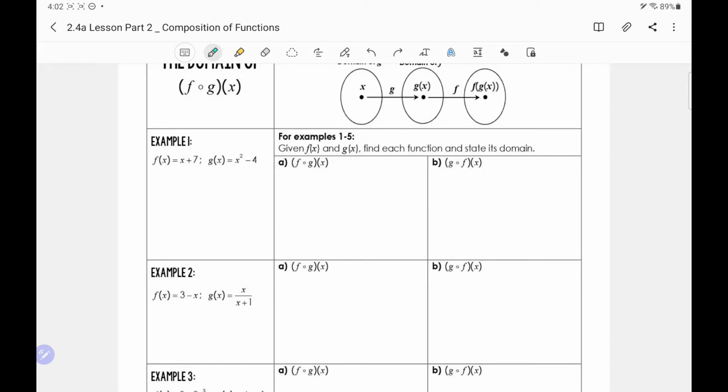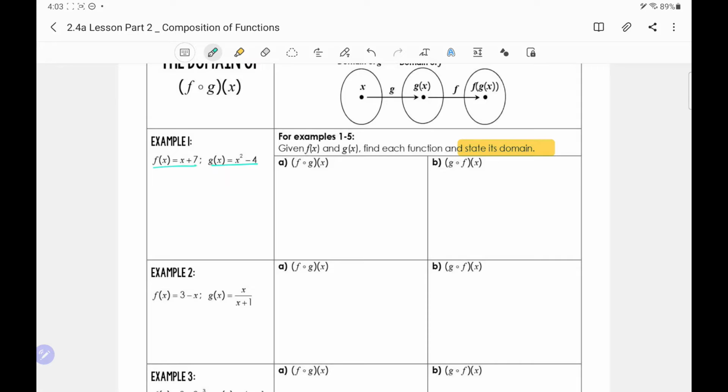So let's look at example 1. We have two functions, f of x and g of x. Notice that f of x is just a linear function, x plus 7, and g of x is a quadratic, x squared minus 4. Given f of x and g of x, find each function and state its domain. So we're going to need to be able to do that.